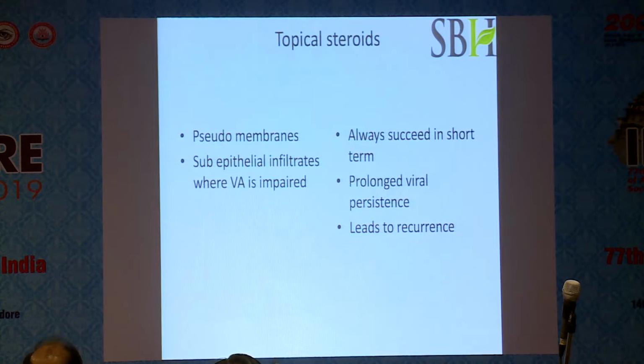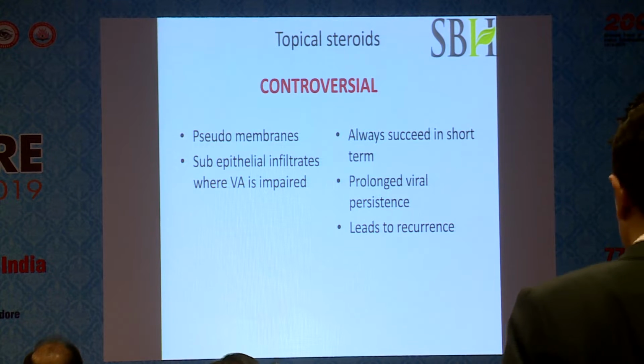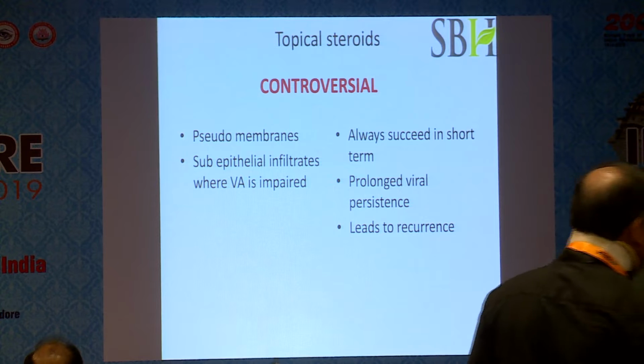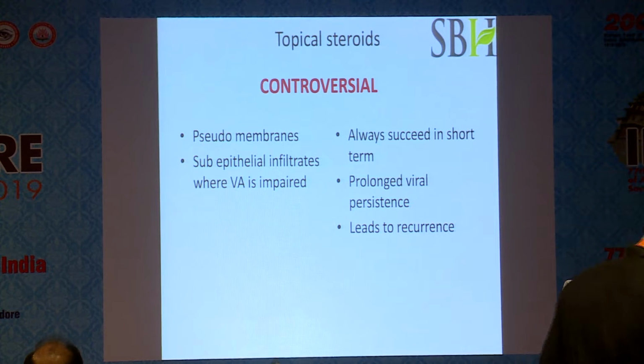The second is subepithelial infiltrate. These are the two complications where we are going to use topical steroid eye drops. Otherwise, the role of topical steroid is always controversial in adenoviral conjunctivitis. So the two important situations are pseudomembrane, where we have to remove it and use a steroid, and subepithelial infiltrate, where we must use the steroid very carefully, because it has been shown in animal models that viral replication and viral shedding increase if you use steroids. It means it prolongs viral persistence, and even in cases of subepithelial infiltrate, when you stop the steroid eye drops, you find that there is a recurrence also.